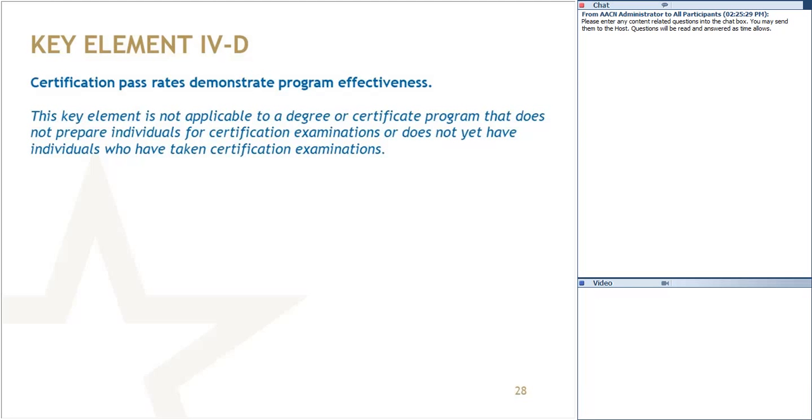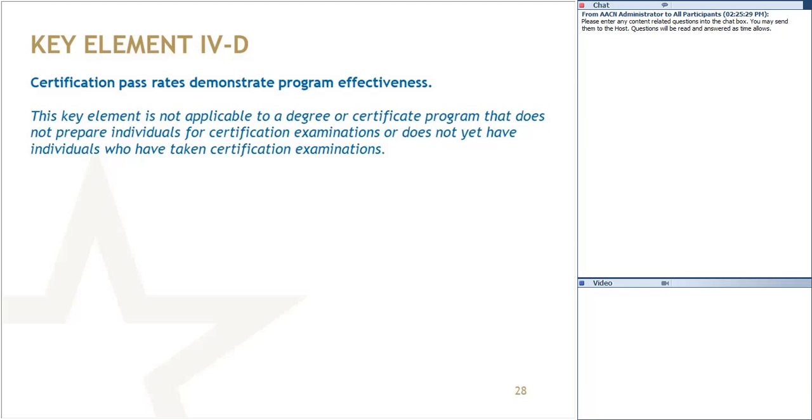Okay, so we'll move on to 4D, and I'm going to continue here because it was a little bit related to 4C. We're talking about pass rates. So this key element addresses certification pass rate. And as Lori had mentioned before, and Deborah, when she talked about changes between the previous version, the 2013 version of the standards, and this version, what we've done here is licensure pass rates is 4C, and we put the certification pass rate in 4D. So 4D states certification pass rates demonstrate program effectiveness.